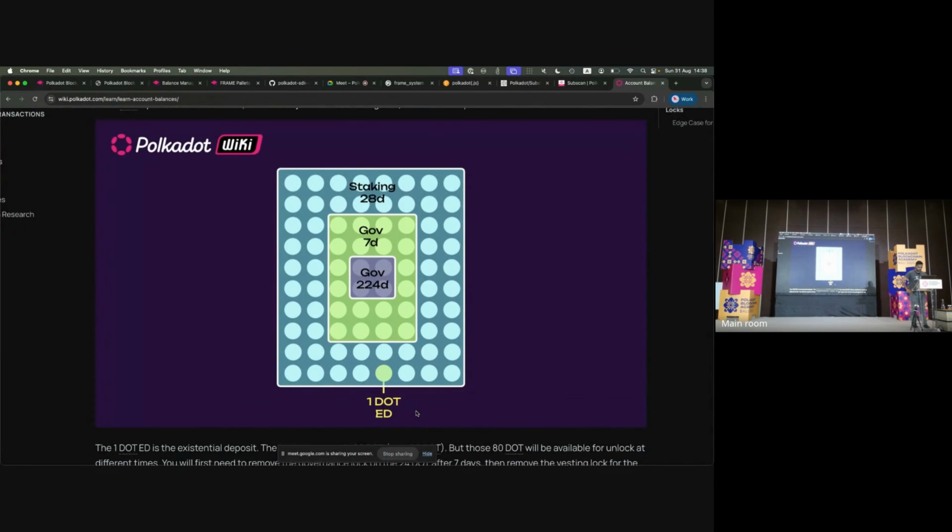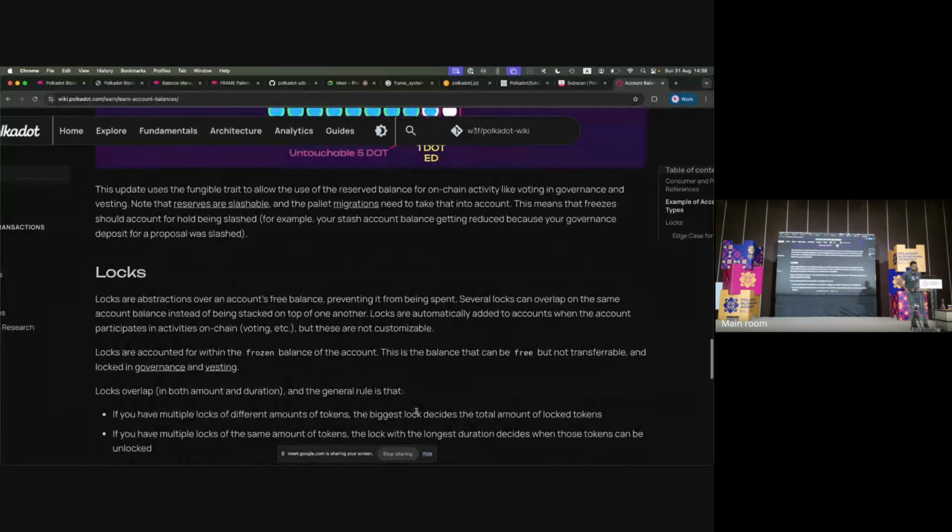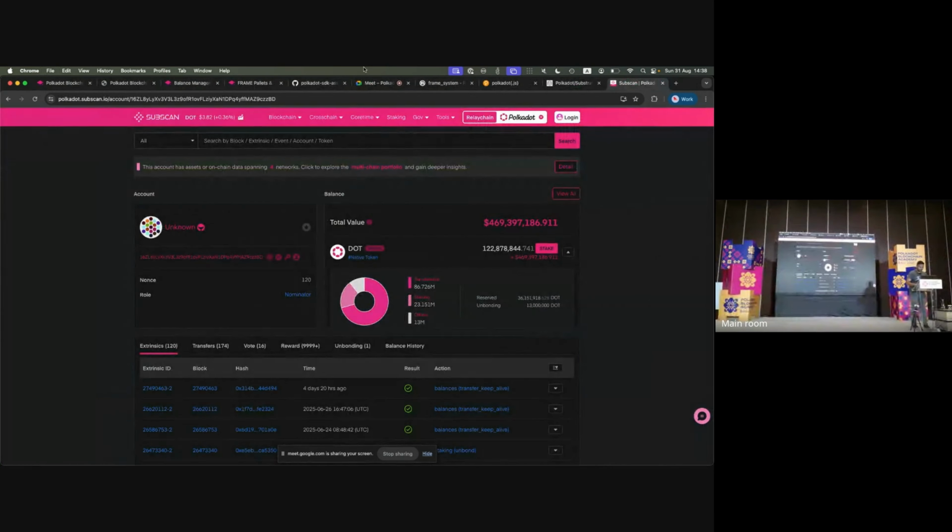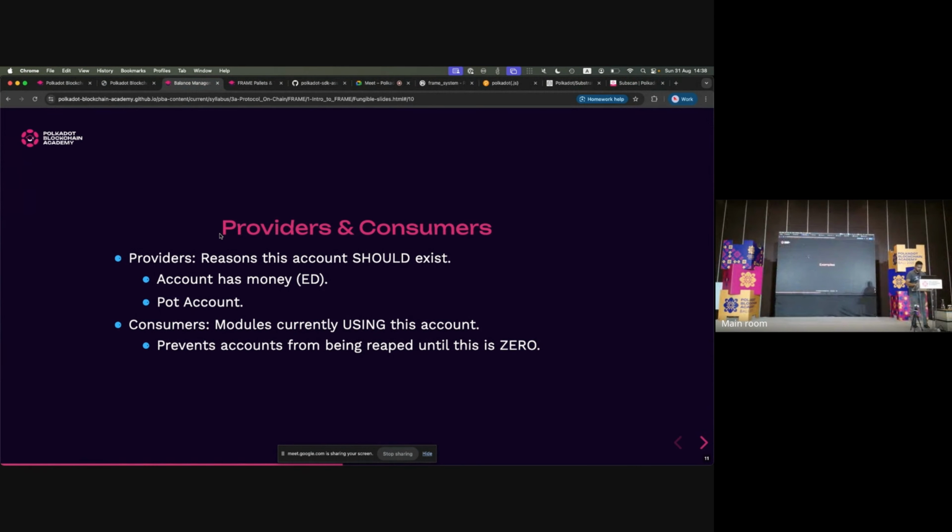That's it. Feel free to look into this. I think this will clarify how this fungible, hold and frozen thing works. Let's go back to our slides.